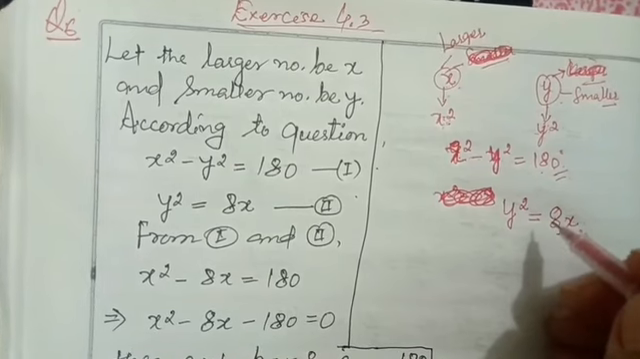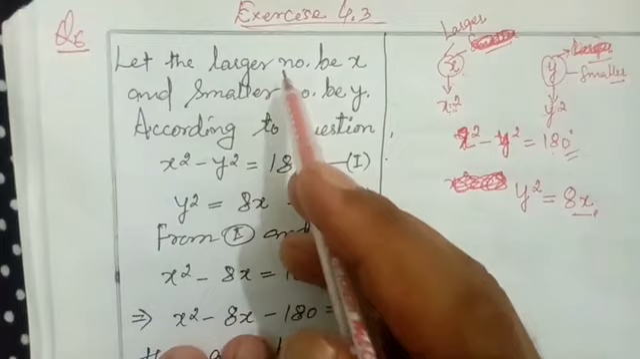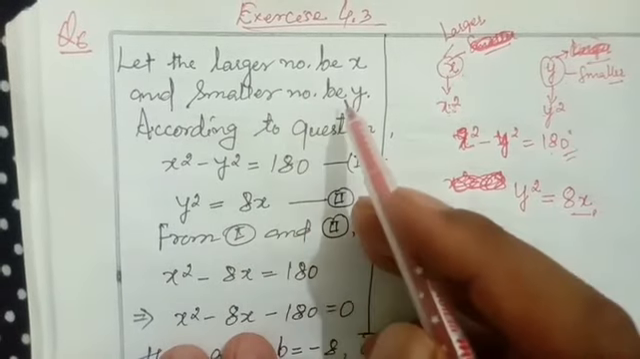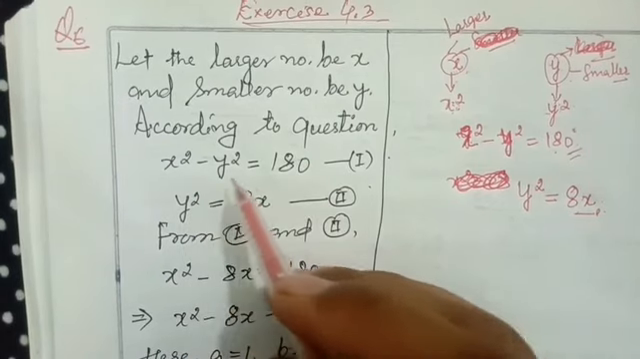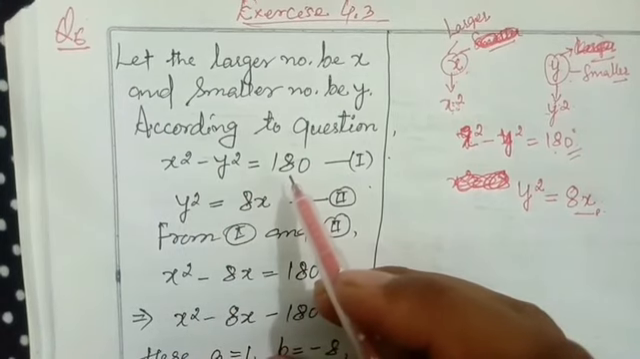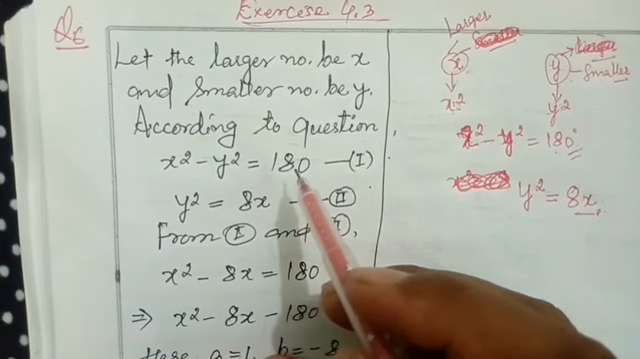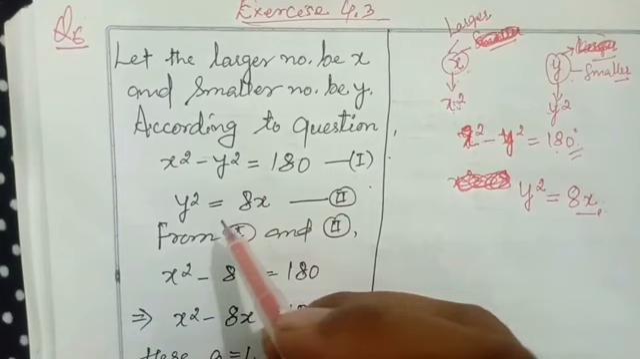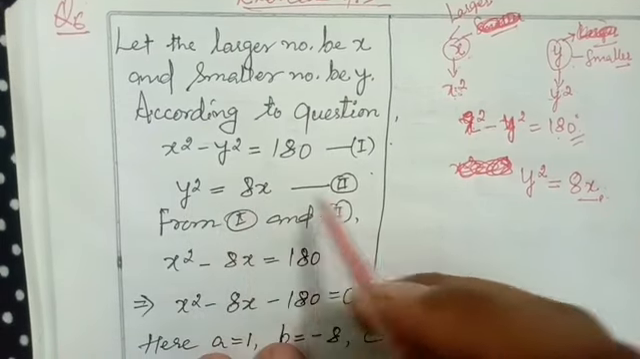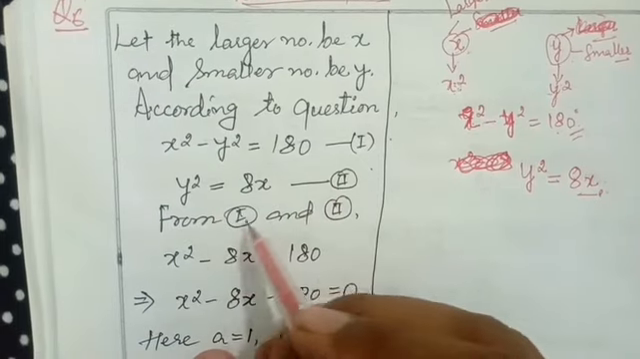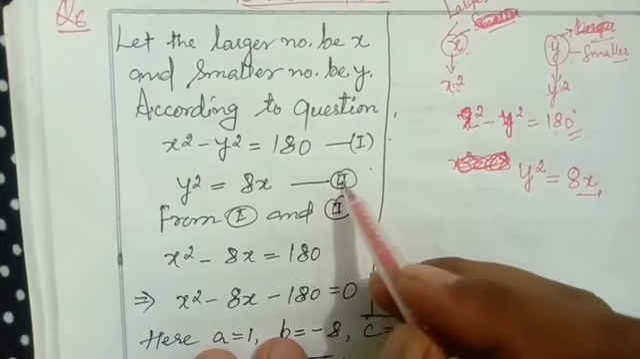Then we need to find the two numbers. Look at the solution. Let the larger number be x and the smaller number be y. According to the question, x square minus y square equal to 180. I explained why: because the difference of squares of two numbers is 180, and the square of the smaller number, that's y square, equals 8x. This is the second equation.